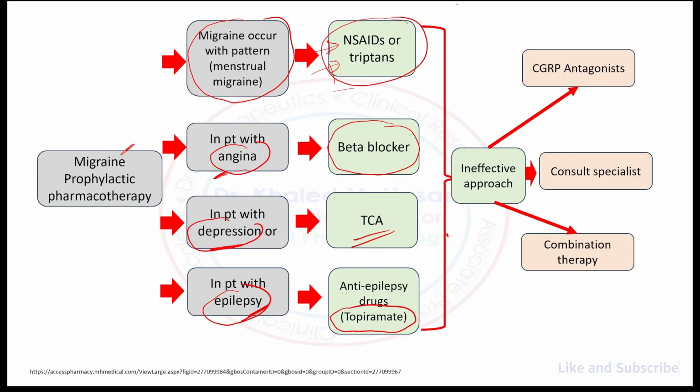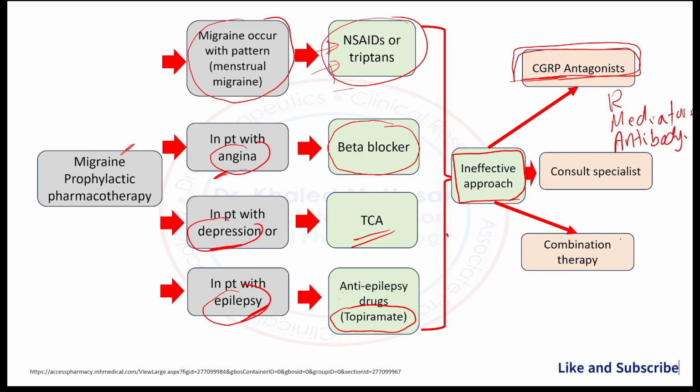If you select one of these and the end result is ineffective therapy, what can we do? We can move to the next step by prescribing a CGRP antagonist. CGRP antagonist, you remember we have the medication there, and that medication works on the receptor or on the mediators, or could work using antibody. The other option is to use combination therapy, such as propranolol and tricyclic antidepressant, or topiramate and NSAID. So we have the option to use a combination therapy.